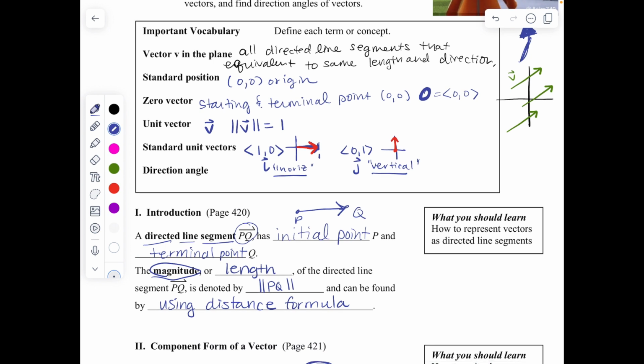And then the direction angle is the angle measured counterclockwise that a unit vector makes with the positive x-axis. So that the vector makes with the positive x-axis.